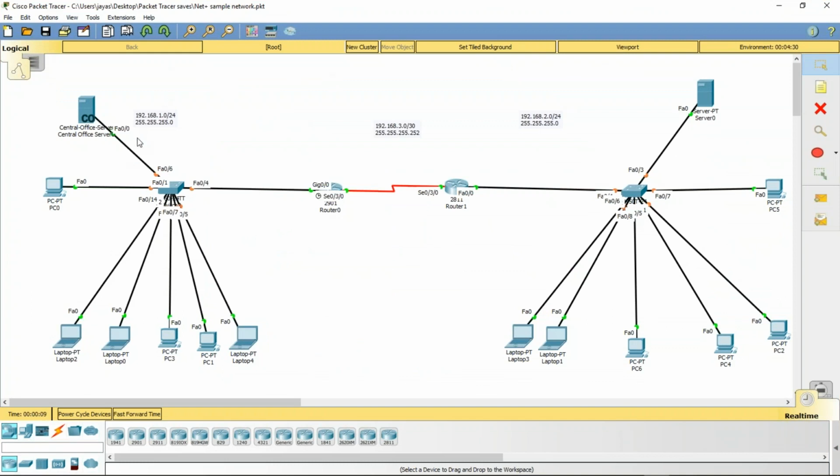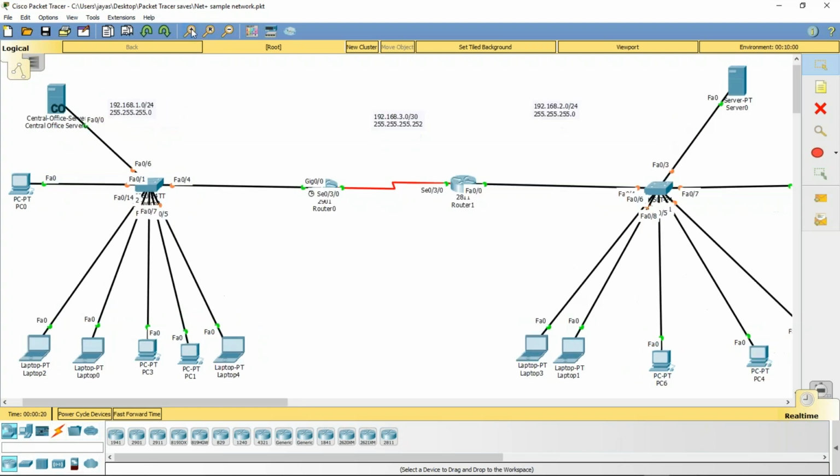So for example, I have a network over here. I have a subnet over here. This is my 1.0 network. Hopefully you guys can see that. I know it's kind of small, but I'll make it bigger. Yeah, we'll make it a little bit bigger.